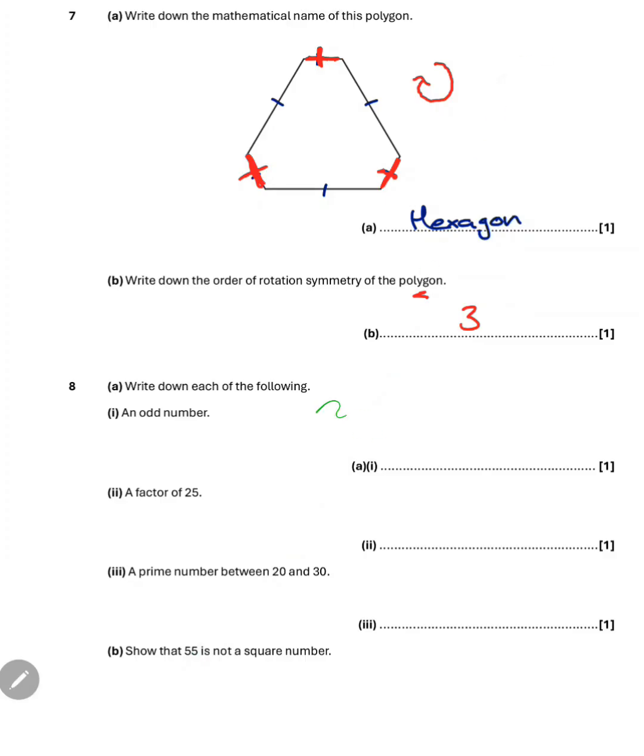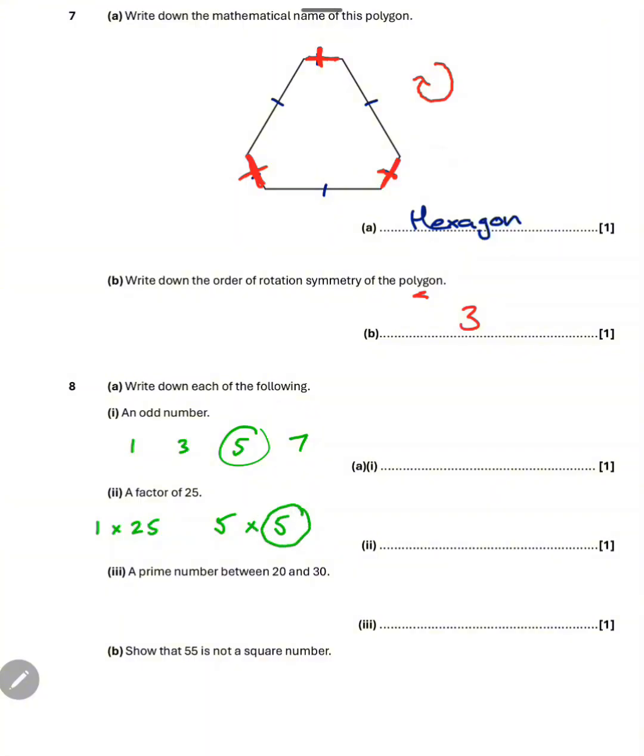Question 8, just got some types of number work. I know this stuff's been already, but it comes on most papers, this. What is an odd number? Odd numbers are 1, 3, 5, 7. So any of those is good. A factor of 25, any numbers that times to make 25 are factors. You've got 1 times 25, 5 times 5. So again, any of those numbers are factors of 25.